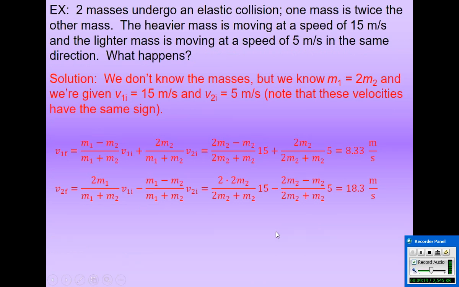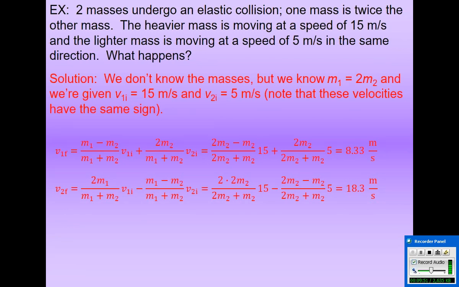Let's do an example where we apply those equations from a few slides ago. We have two masses undergoing an elastic collision. All we're told is that one mass is twice that of the other mass. The heavier mass has a speed of 15 meters per second. The lighter mass has a speed of 5 meters per second in the same direction. And the question is, what happens? Basically, what are the final velocities of these two objects?